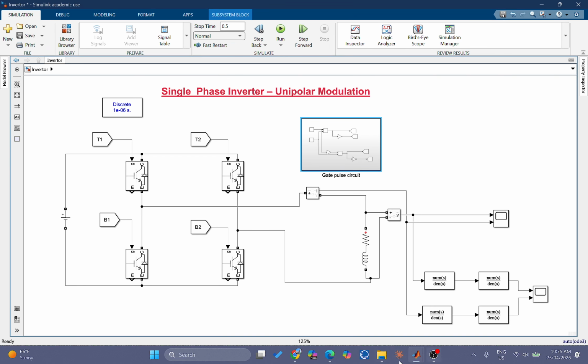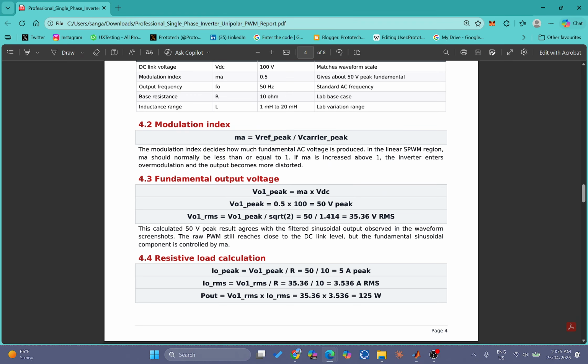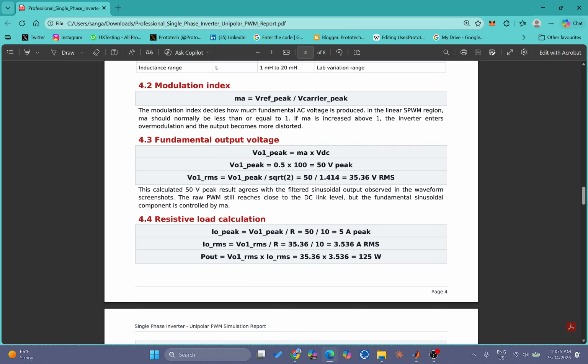So as per our project here, we have the output peak voltage equals modulation index times VDC. Then we are going to get the V output approximately 50 volt. Then the RMS voltage will be approximately 35.36 volt.